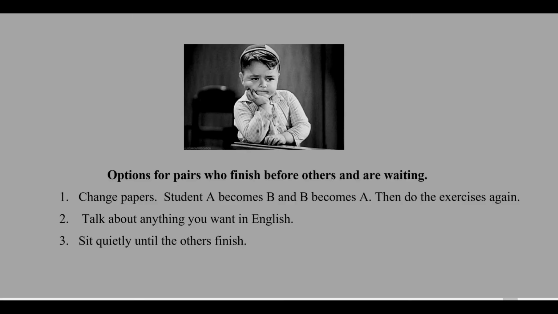As I had mentioned in part 1 about rejoinders, when students are doing pair activities, some pairs will naturally finish sooner than others. Here is what you can do in these situations. You can give those early finishers 3 options, which I would write on the board. They can change papers. Student A becomes B, and B becomes A. And then they do the exercise again.